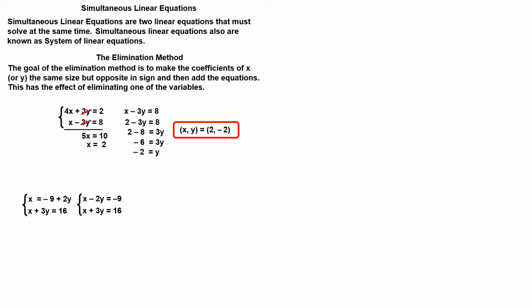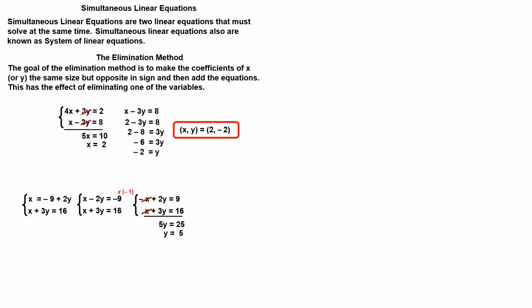Rewrite the first equation as its opposite. We can create this by multiplying the first equation by minus 1. That means both sides of the equals sign. Now add the equations. We cancel the x's and solve for y. Y is 5.